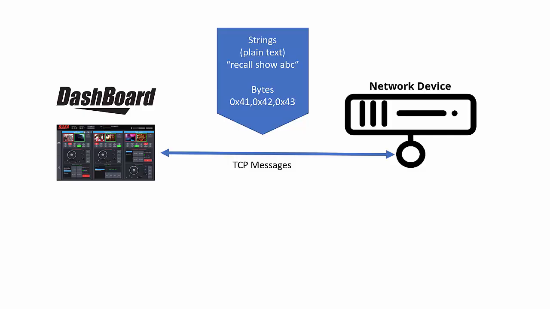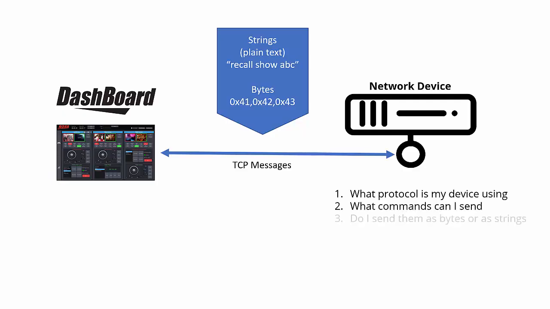So when you're trying to communicate with a device, there's really three things you need to know. So what protocol is that device using? Is it TCP, UDP, or HTTP? The second thing is, what commands can I send to it? So what will it react to? And the third thing is, are you sending those commands as bytes or as strings?